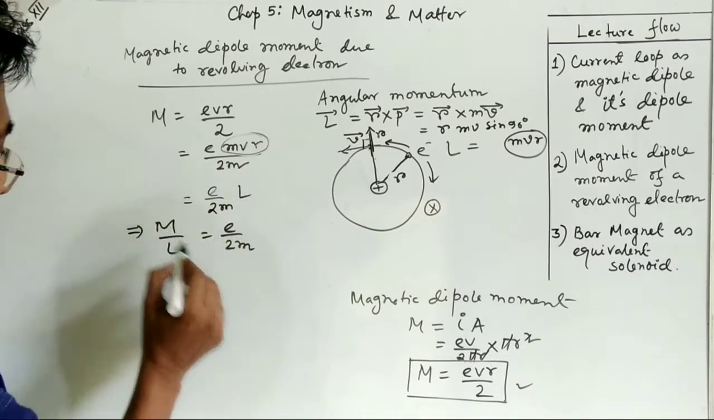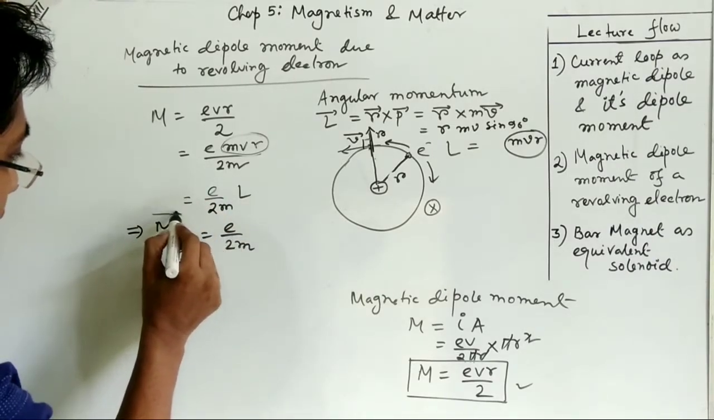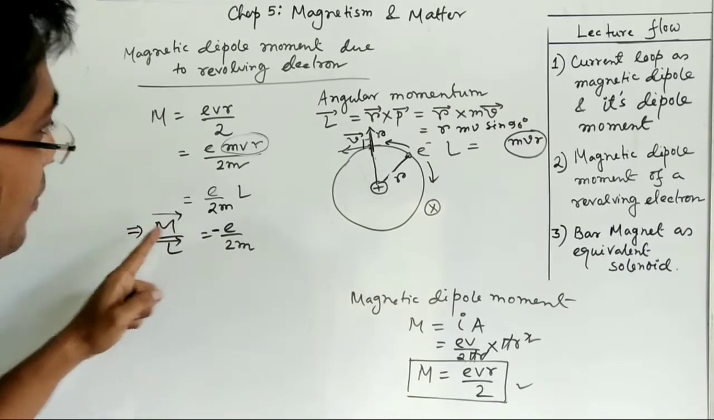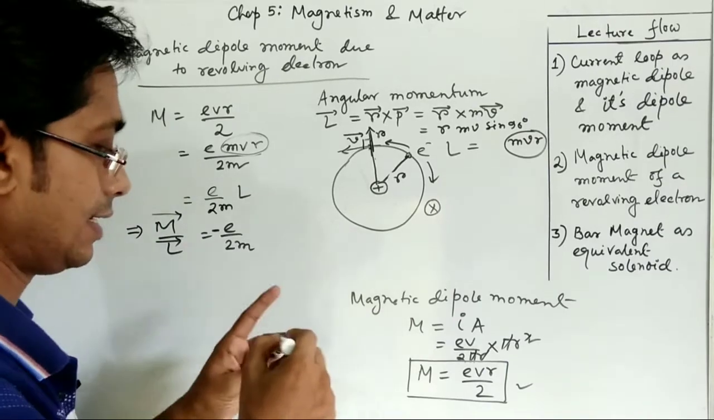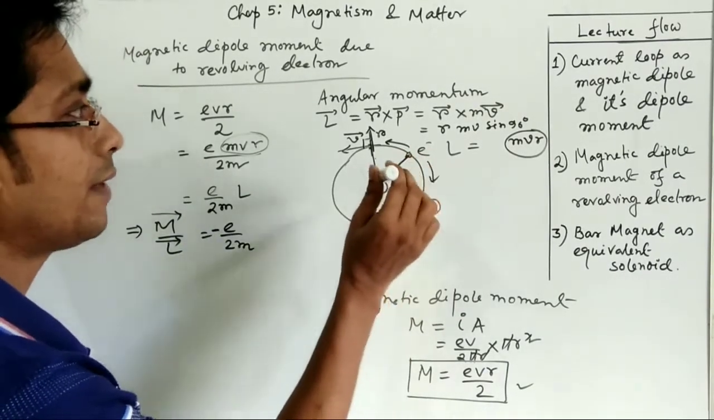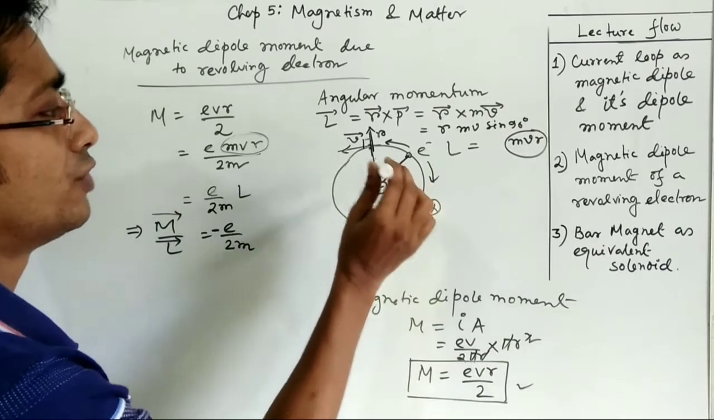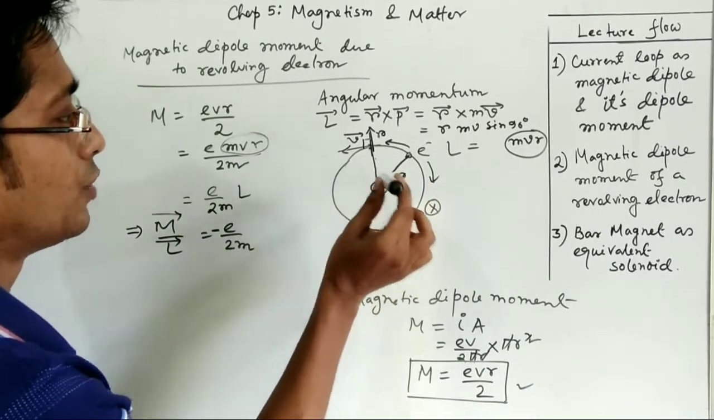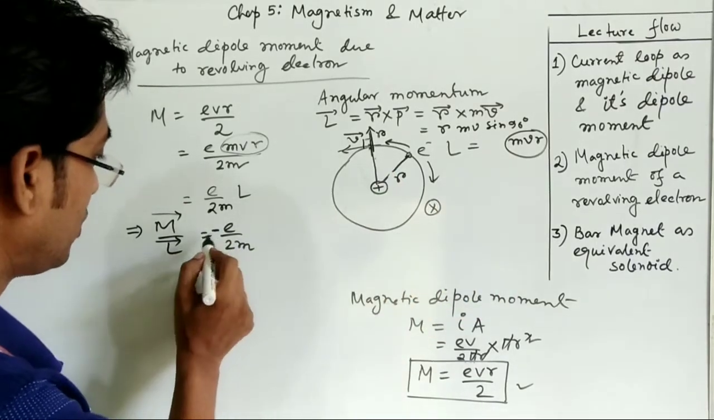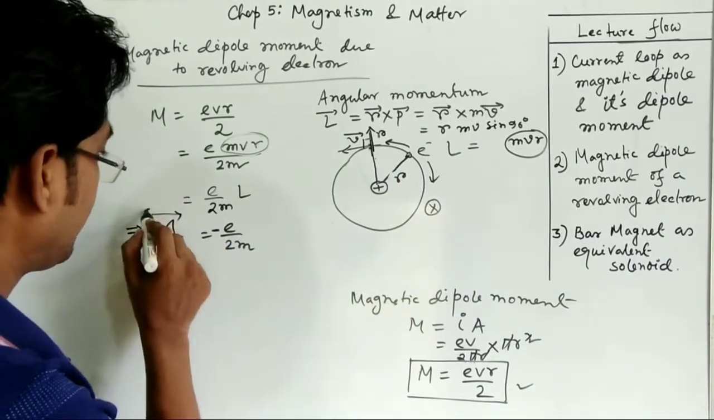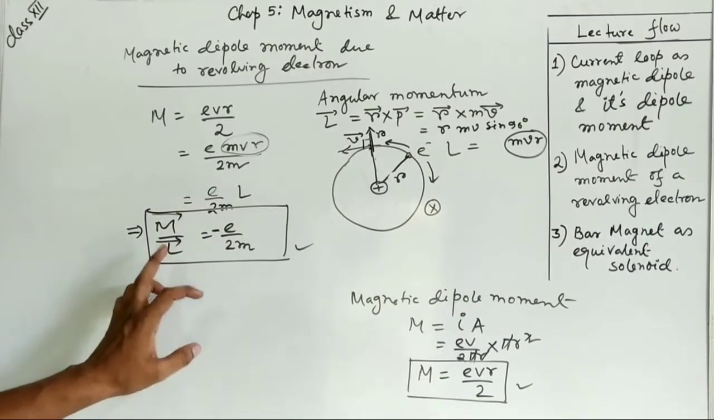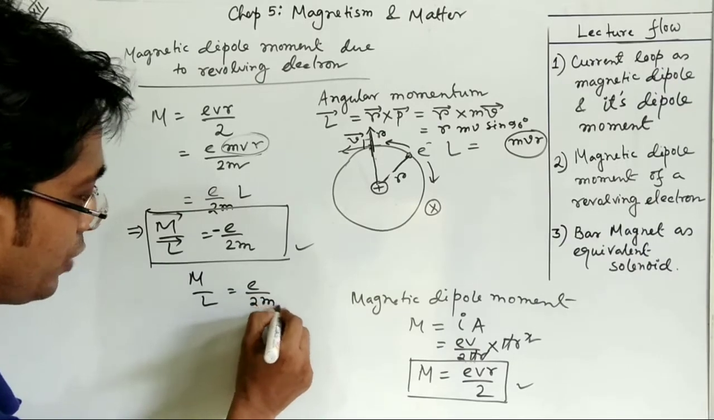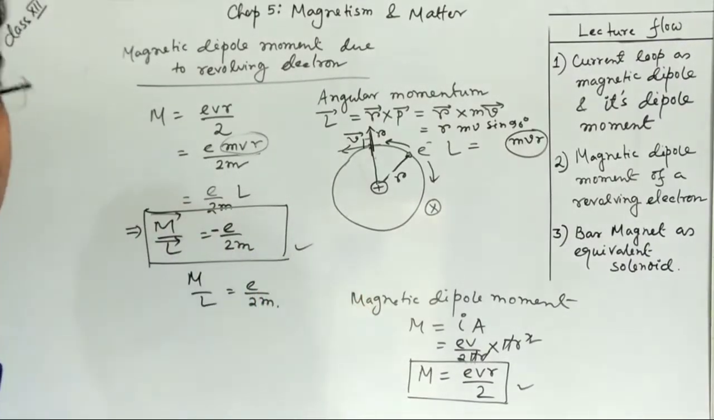If we treat it as a vector, then for m and L a negative sign will come, because m has the direction perpendicular to the board but inward, and L has the direction perpendicular to the board but outward. So inward and outward, that's why the minus sign will come here. So that is the equation, the magnitude only. So m by L will be e by 2m. We'll extend this to Bohr's postulate.